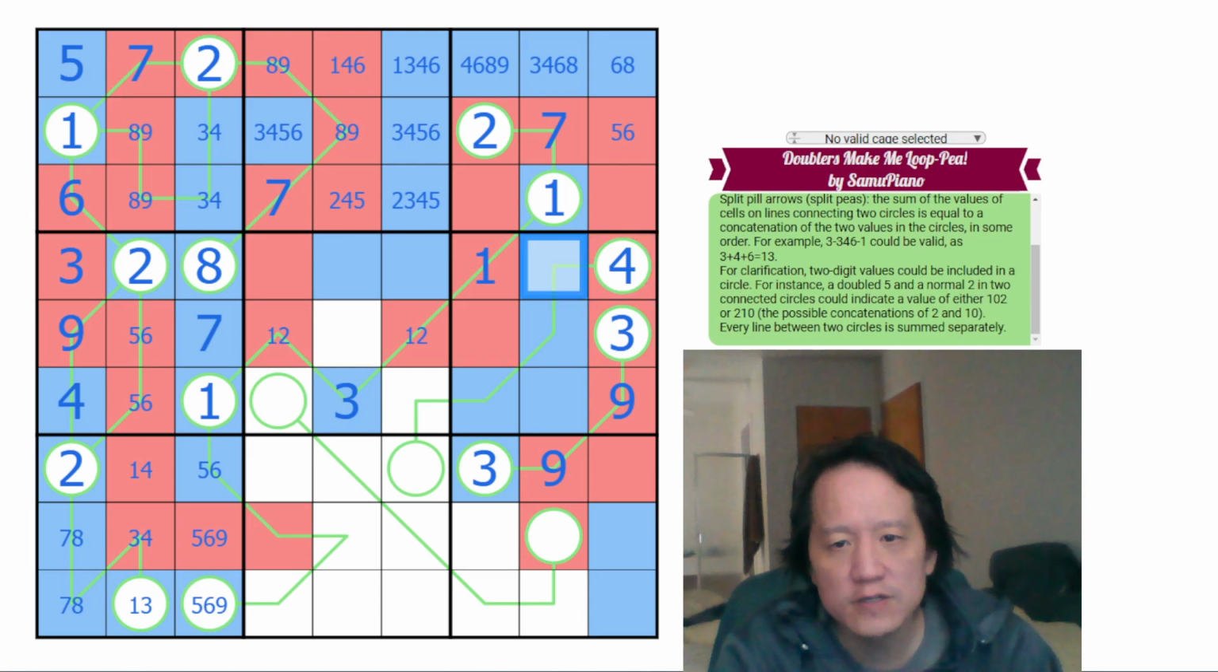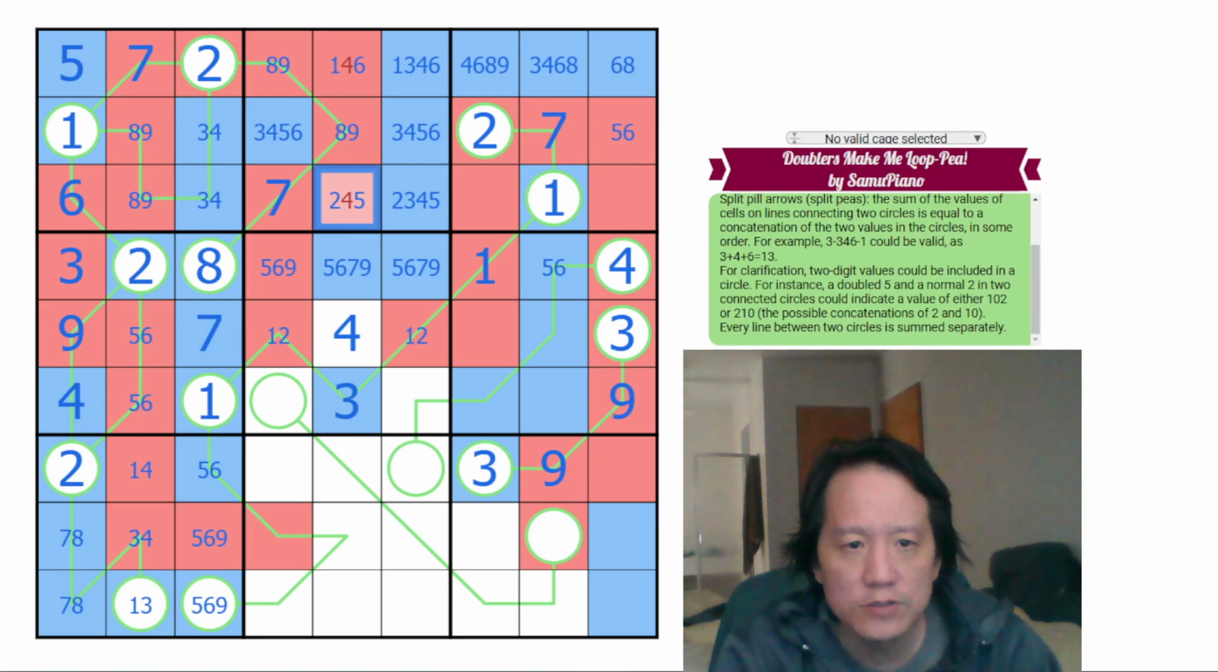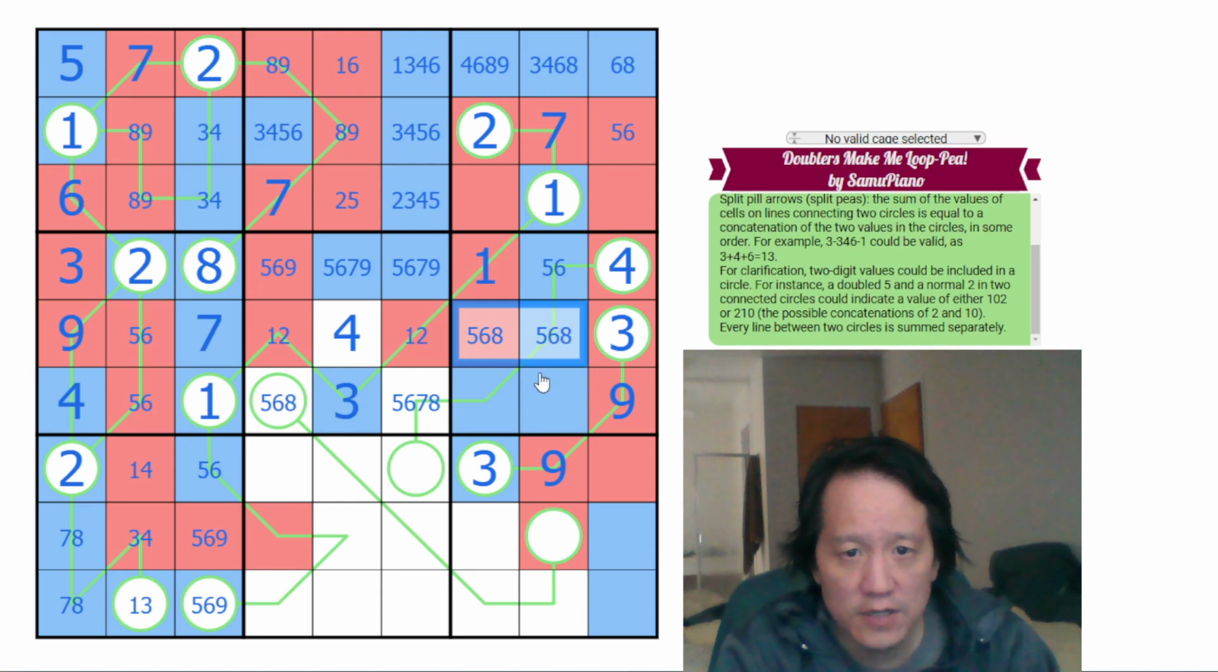We have 5, 6, 7 here. No 7. This is 5, 6, 7, 9. That can't be 7 because of Sudoku. 1, 2. This has to be 4 because of Sudoku, because the 4 can't be there, 4 can't be here, 4 can't be here. So then this is what, 5, 6, 7, 8. No 7 there because Sudoku. This is 5, 6, 7, 8. This is 5, 6, and 8. So we have 5, 6, 5, 6, 8, and this becomes 2 and 7.